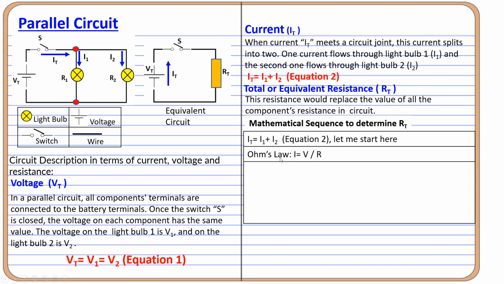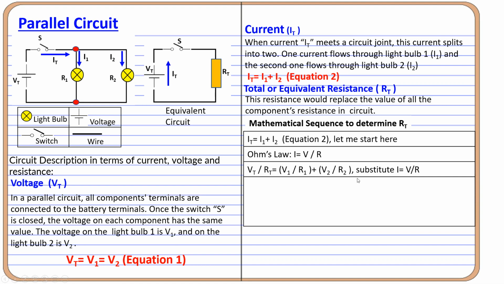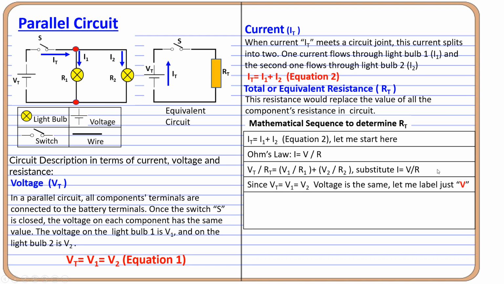Then I'm going to use Ohm's law for current, which is voltage over resistance. Now I'm going to substitute the value of current in terms of voltage and resistance in equation 2. Now I'm going to have a different type of layout here. So my IT will be VT over RT. My I1 will be V1 over R1. And my I2 will be V2 over R2.